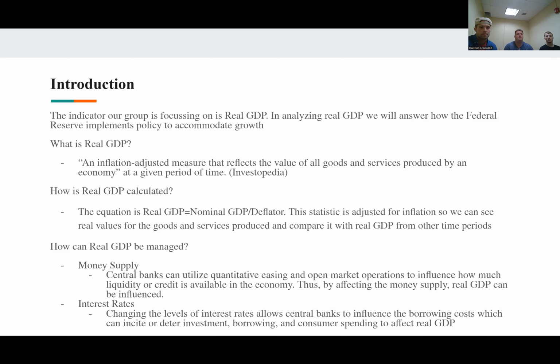Real GDP can also be managed through other areas such as the money supply and the interest rate. From the money supply, central banks can utilize quantitative easing and open market operations to influence how much liquidity or credit is available in the economy. Thus, this affects the money supply, and real GDP can be influenced by that. As for interest rates, changing their levels allows central banks to influence borrowing costs, which can incite or deter investment, borrowing, and consumer spending, and that all can come to affect real GDP.